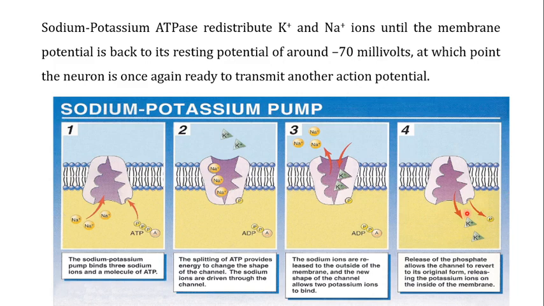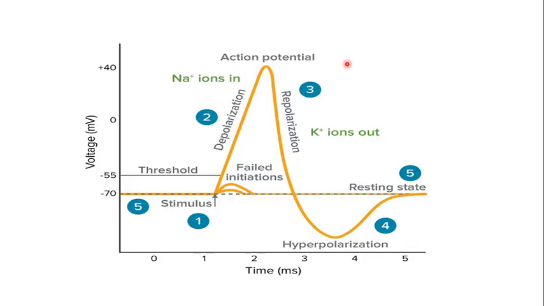So this is how the sodium-potassium pump redistributes the potassium and sodium ions. Why will it move towards the negative value? Because you are removing 3 sodium ions, 3 positive charges, and you are taking back only 2 positive charges. So when this process continues, you will get a negative value, that is minus 70 millivolt, which is actually the resting membrane potential.